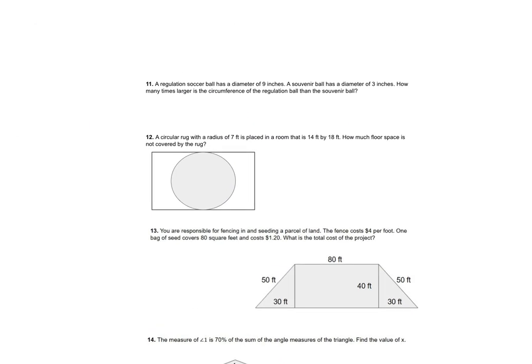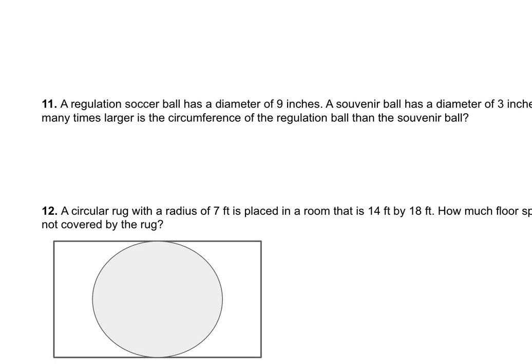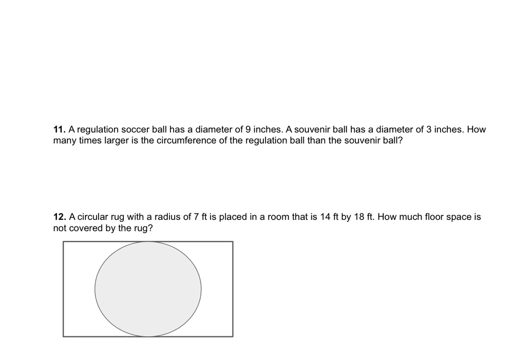Moving on to the back side. We'll start with question number 11. It says that a regulation soccer ball has a diameter of 9 inches. A souvenir ball has a diameter of 3 inches. How many times larger is the circumference of the regulation ball than the souvenir ball?